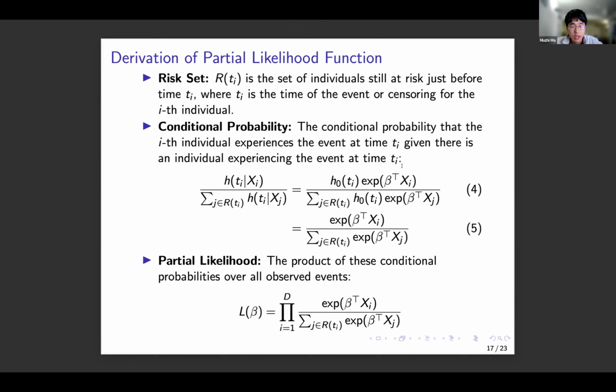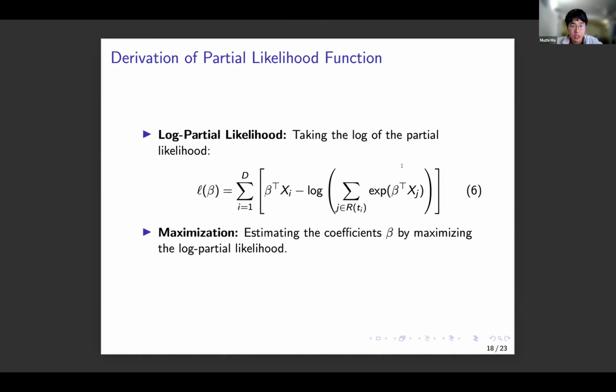And next, we have the conditional probability that the ith individual experiences the event at time ti, given there is at least one individual experiencing the event at ti. So this conditional probability is given on the left-hand side of equation 4. And by doing some simple algebra, we can get equation 5. And the partial likelihood function is the product of these conditional probabilities over all observed events, which is L beta. And then we take the log of the partial likelihood function, and we get equation 6.